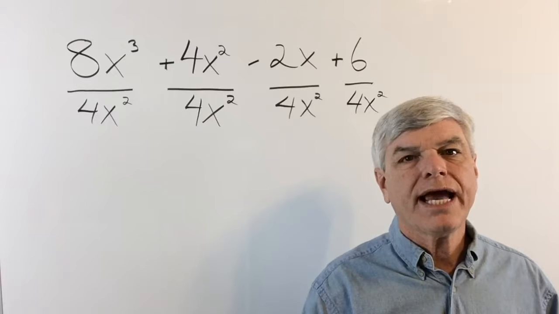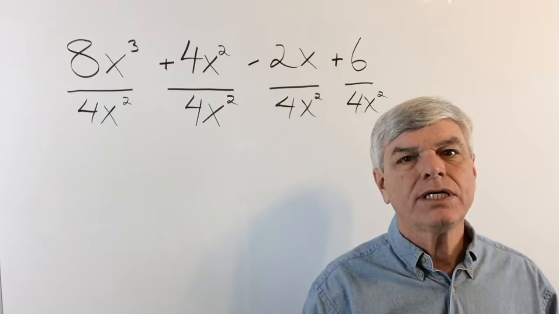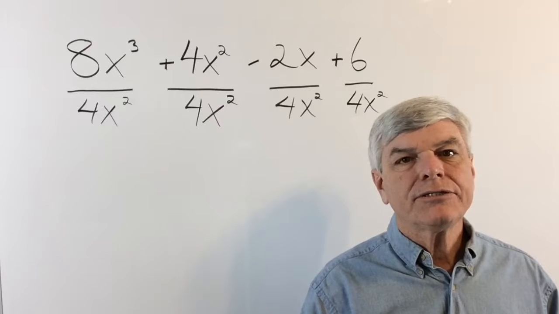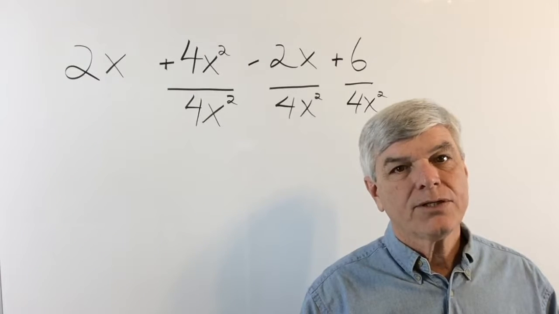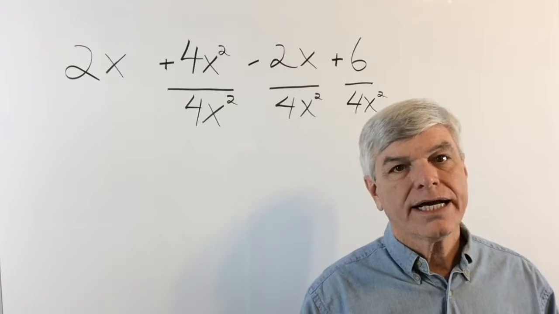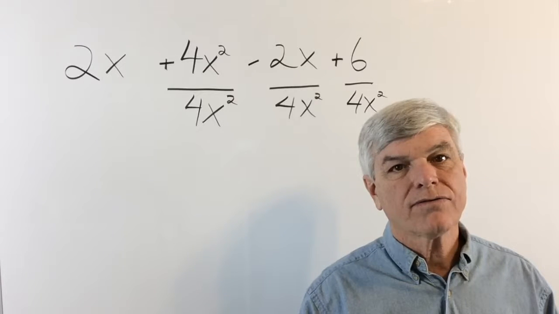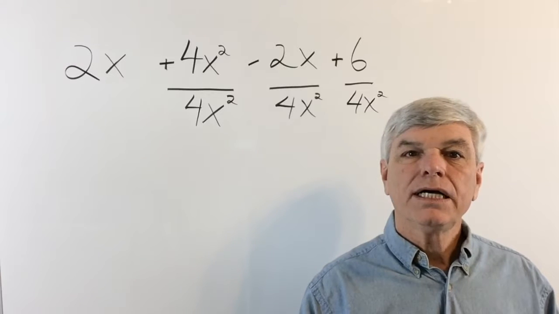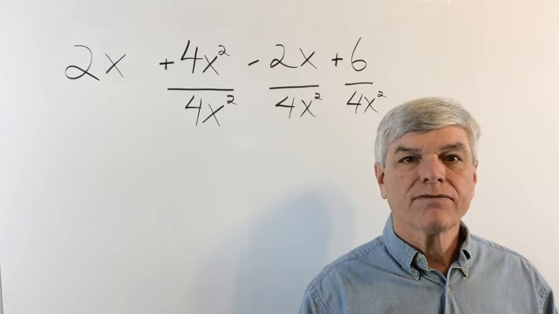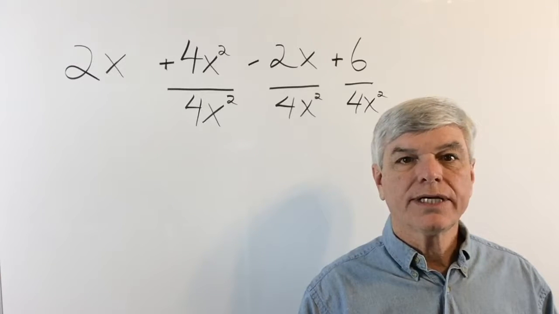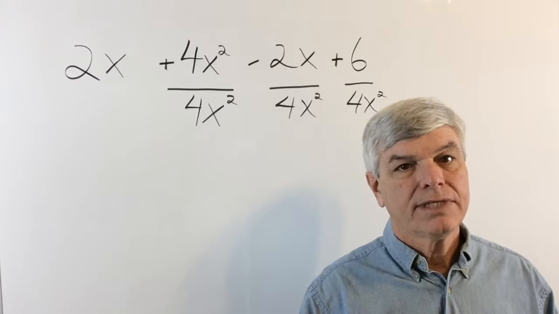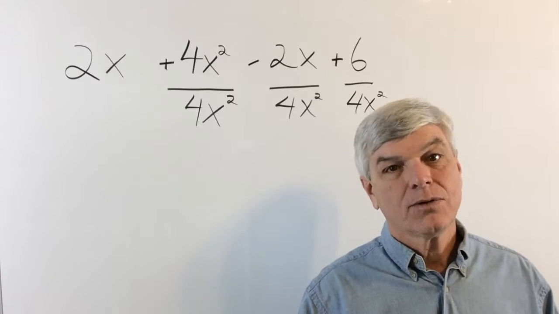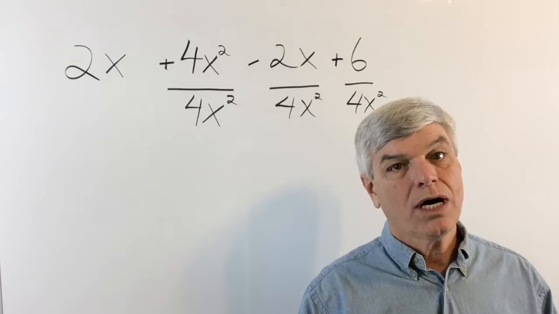Let's put 4x squared under all those terms. Okay, 4 into the 8 is going to leave us with 2. And x cubed over x squared, that'll be 2x. And our next term is 4x squared over 4x squared. Okay, so 4x squared over 4x squared is going to cancel out, and that will leave us with what? Not 0. It's going to leave us with 1.